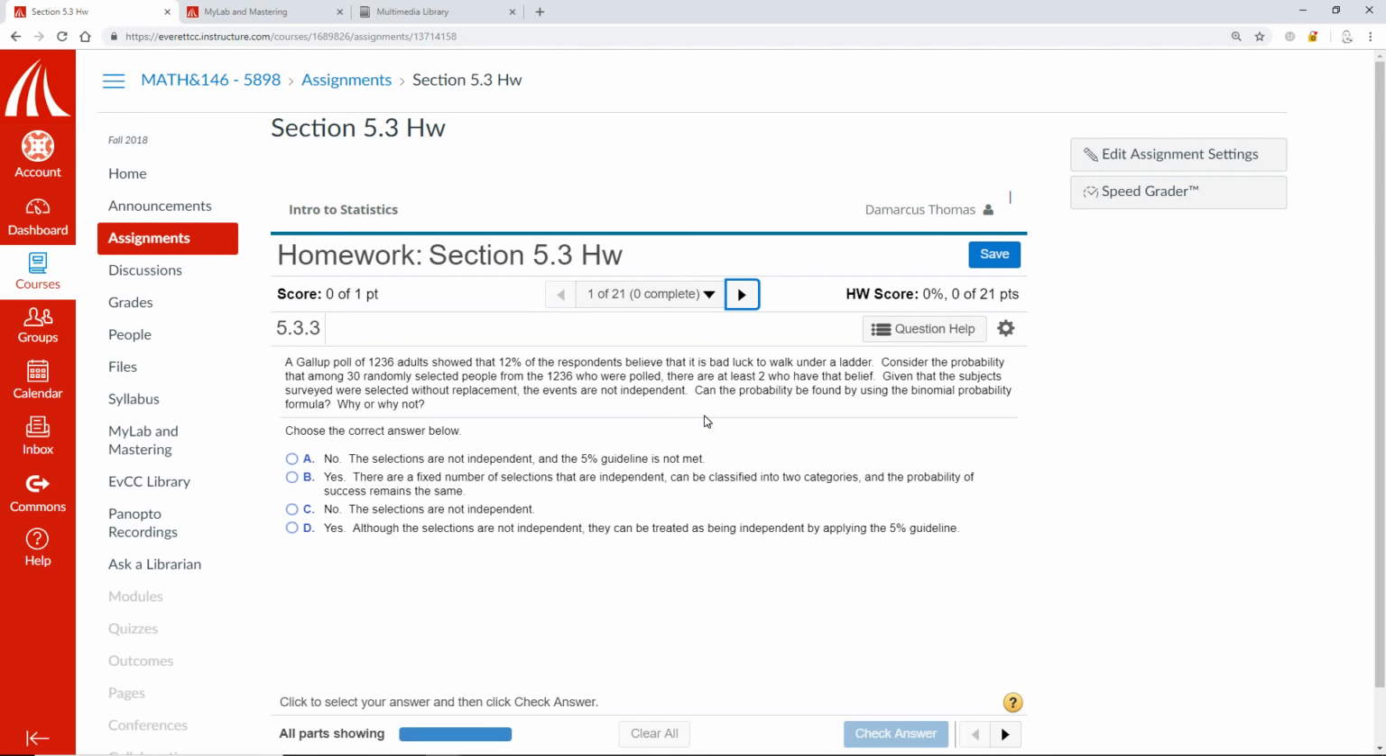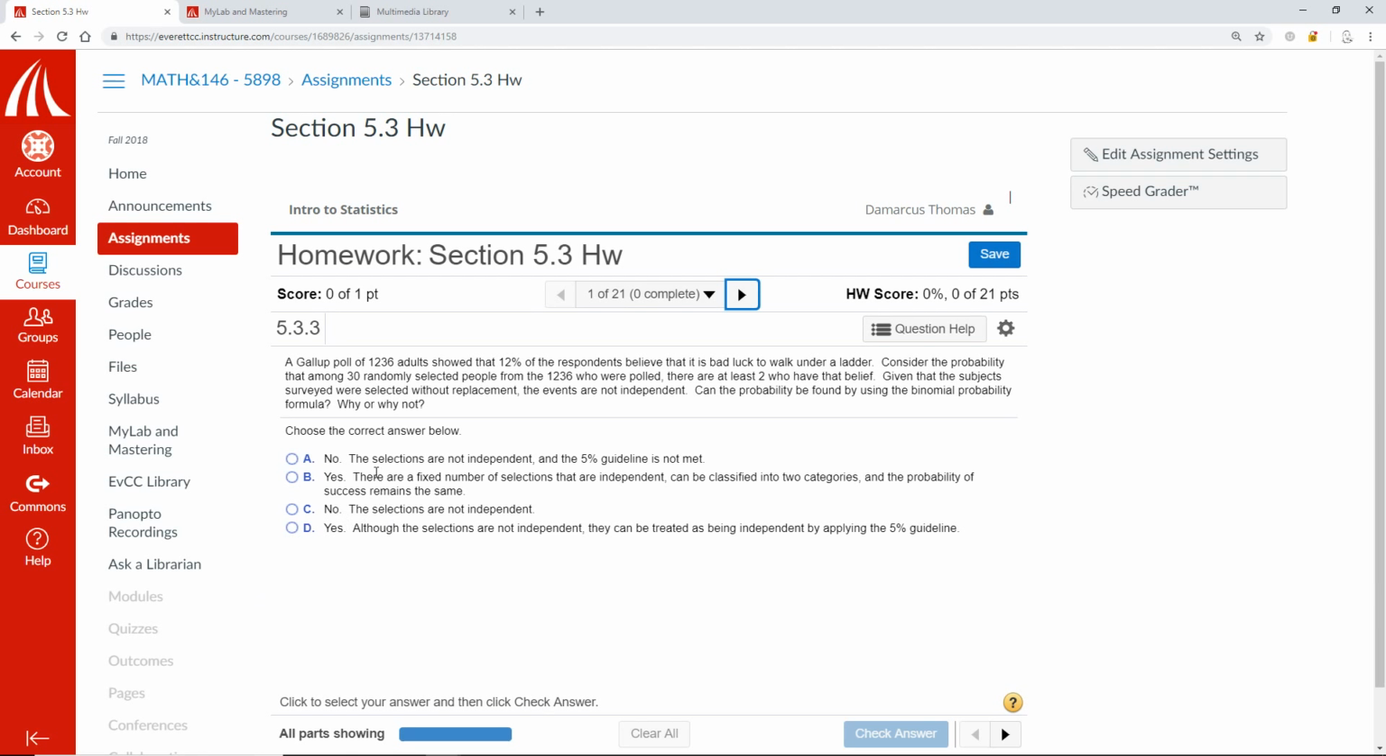So the question is, given the subjects surveyed were selected without replacement, the events are not independent, can the probability be found by using the binomial probability formula? Why or why not? It says no, the selections are not independent and the 5% guideline is not met. Yes, there is a fixed number, and so on and so forth.